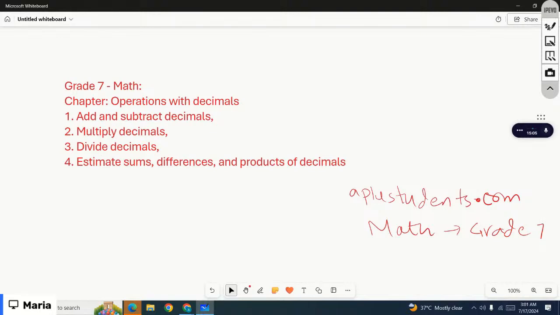There you can find a list of the chapters. We're going to start the chapter operations with decimals. The lessons we're going to cover today are add and subtract decimals, multiply decimals, divide decimals, estimate sums, differences, and products of decimals. So please make sure you have your notebook and pencil so that you can note down the important examples and definitions as well.